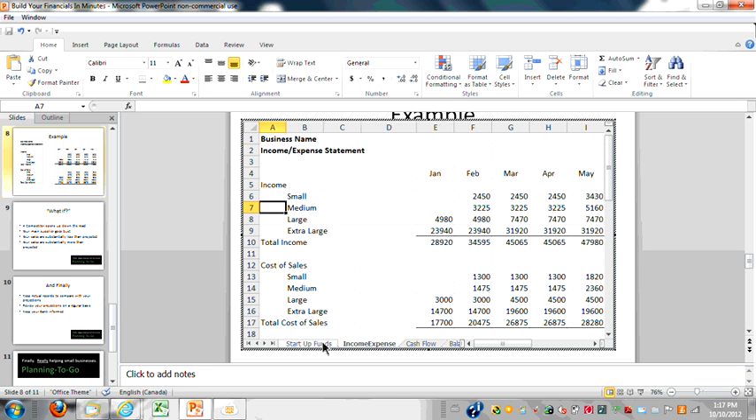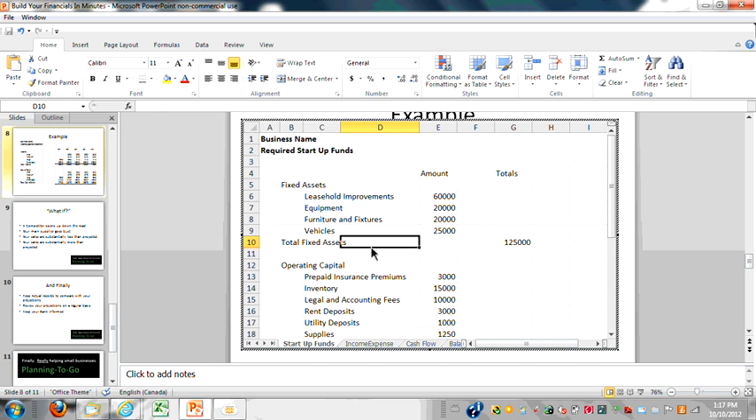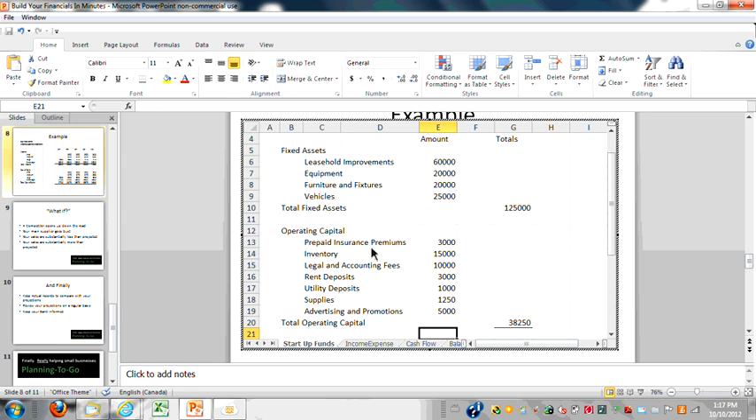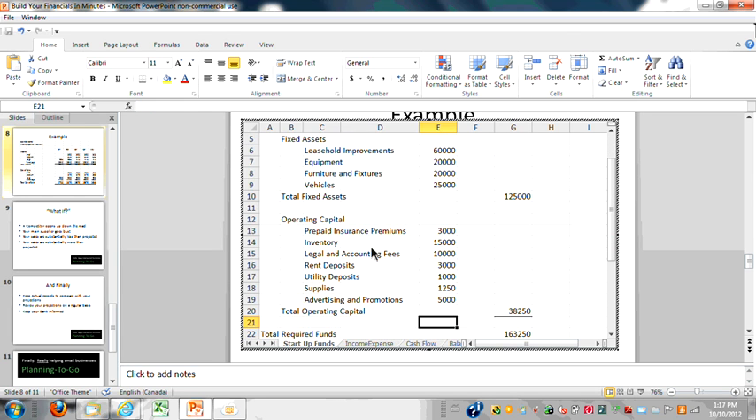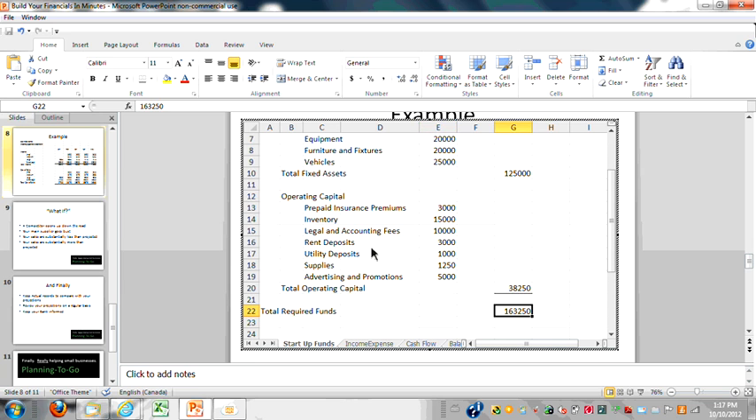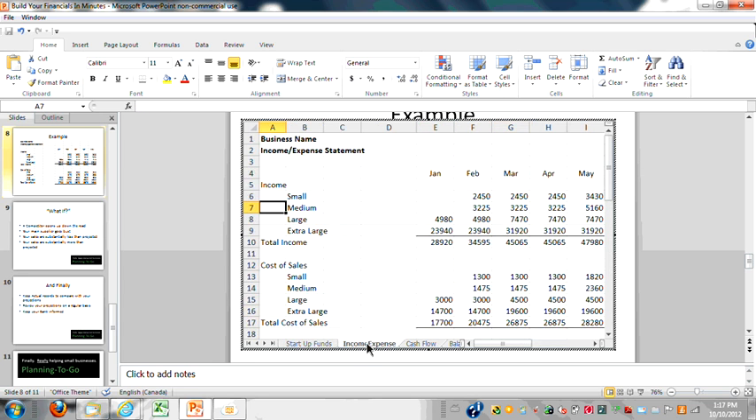We start off with the startup funds. This is a fictitious business that I've just put together just to give you an idea of what goes in where, and I've tried to cover as many of the points as I can. So the startup funds, you've got the breakdown there between the fixed assets, you've got the operating capital, and it shows how much you need.